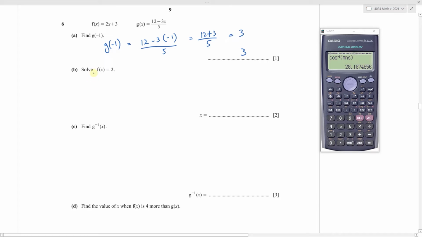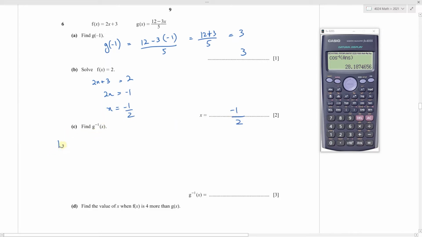Solve f of x equals 2. So f of x is 2x plus 3 equals 2. 2x will be 2 minus 3. 2 minus 3 will be minus 1. x will be minus 1 over 2.